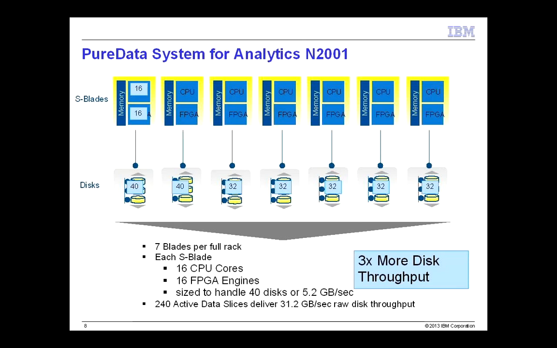In N1001, we have a total of 14 blades per full rack. It's available in different rack configurations, and we'll talk about that. But in one full rack, you will get 14 blades. Each S-Blade has 8 CPU and 8 FPGA engines, sized to handle 8 disks at 960 MB per second. That makes it 92 active data slices, which delivers approximately 11 GB per second raw disk throughput to the S-Blade.